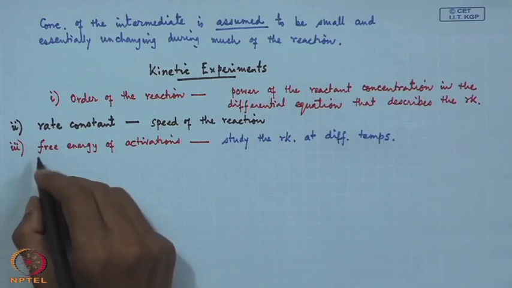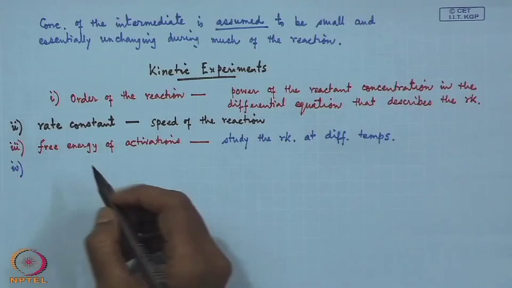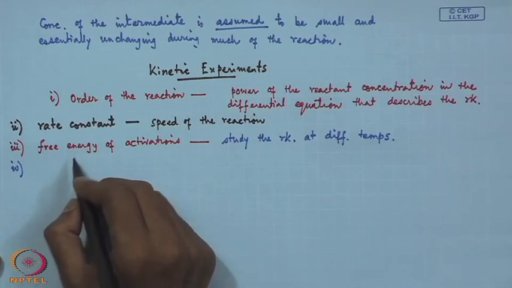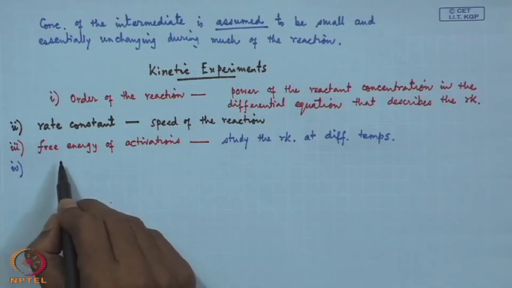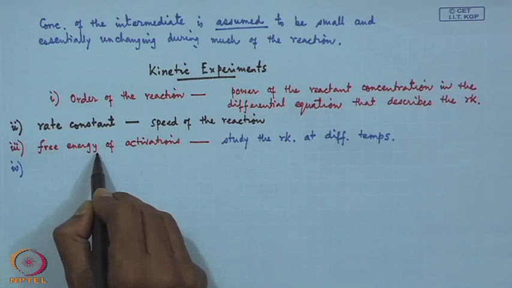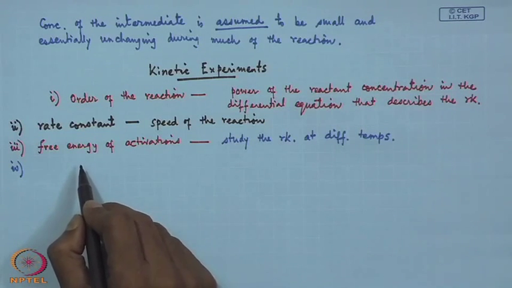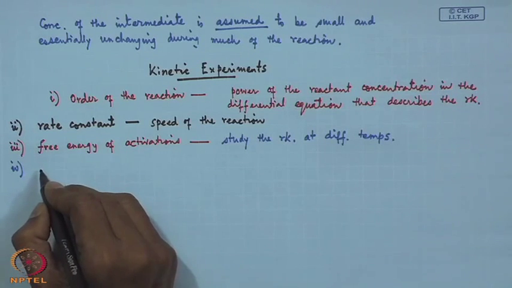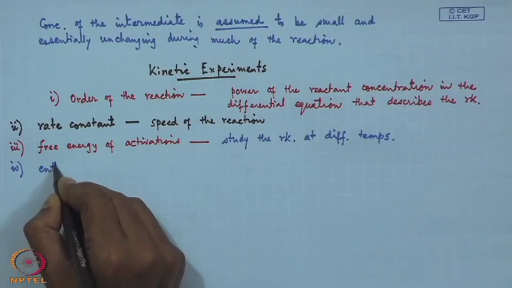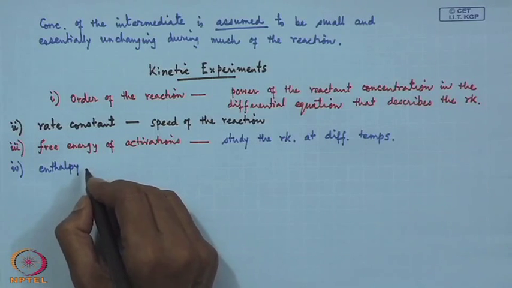and then another important parameter that we can determine is the heat of activation. It is the free energy, and we all know the free energy, the delta G, the change in free energy, has two components. One is the delta H term, another is the T delta S term. So, the enthalpy or the heat term or the delta H term is the corresponding thing what we can find out.